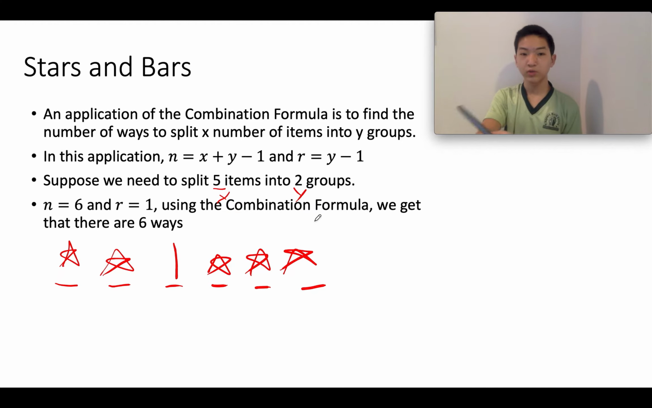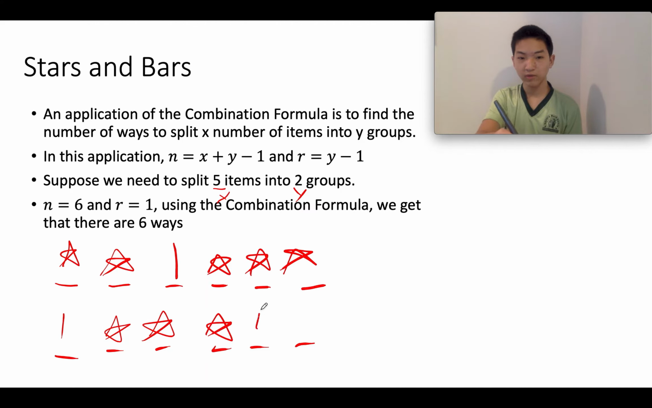Additionally, you can have a group with 0. So you see here that we have a bar there, and then we just have all 5 items to the right of the bar.